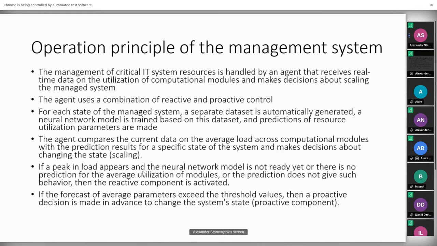The agent compares the current data on average load across computation models with a prediction result for a specific state of the system and makes a decision about changing the state, upscaling or downscaling, as our action. If a peak in load appears and the neural network model is not ready yet, or there is no prediction for the average utilization of models, or the prediction doesn't show such behavior, then the reactive component is activated. If the forecast of the average parameter exceeds the threshold values, then a proactive decision is made in advance to change the system state. So the proactive component is used.